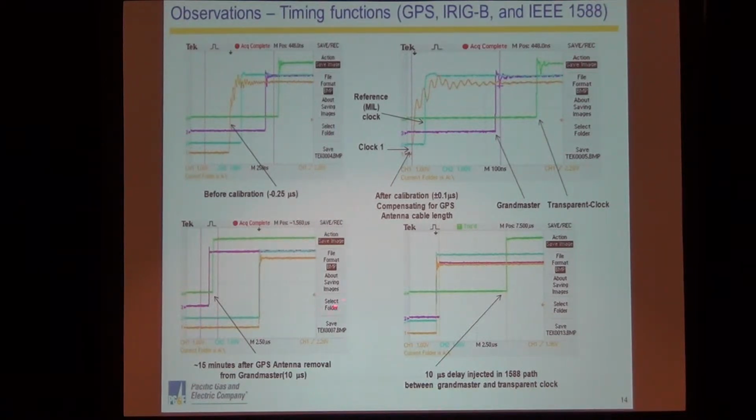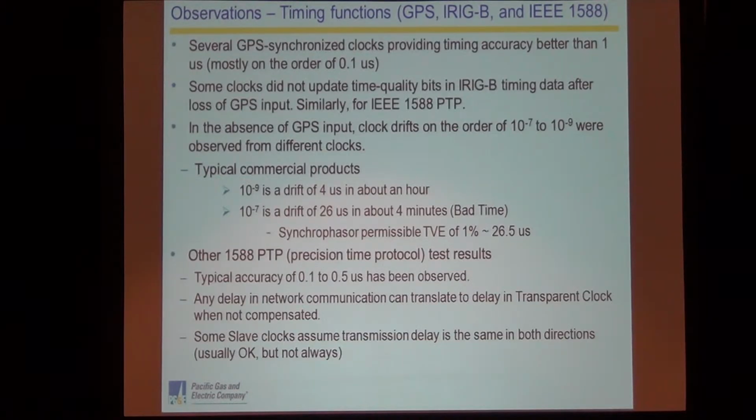We look at what happens if you remove the GPS antenna, how fast they drift, and after 15 minutes, it is 10 microseconds. And if you include a 10 microsecond injection between the master and slave in Ethernet communication, you see that 10 microsecond delay. In this case, that's not compensated for, not properly implemented. For example, you'll see that delay in the slave clock. I'll leave this on for you to look at.